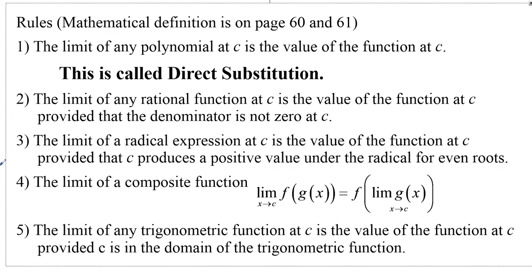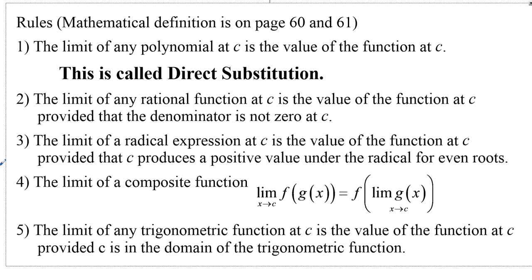Okay, rules, mathematical definition. These are all on page 60 and 61 of the textbook, I think. It's pretty close. The limit of any polynomial function at c is the value of the function at c. Now that's for any polynomial function, and hopefully we all remember our definition of a polynomial function. This is called direct substitution, and direct substitution works an awful lot.